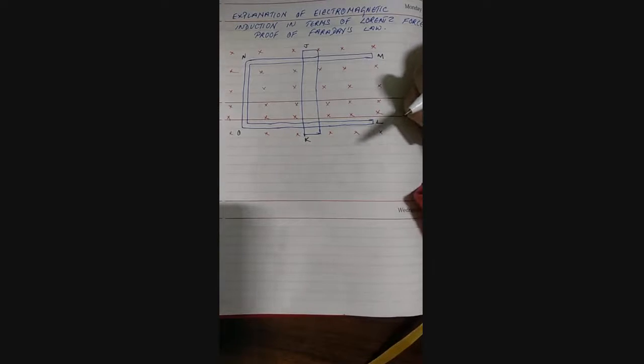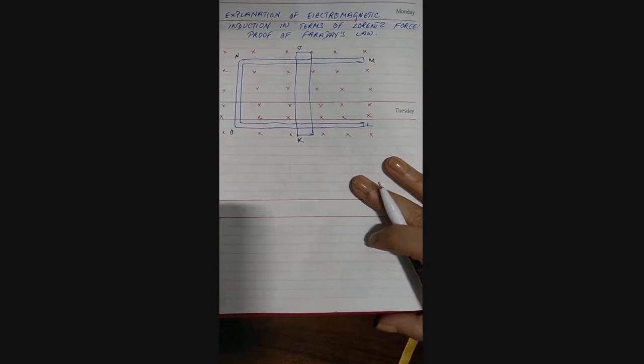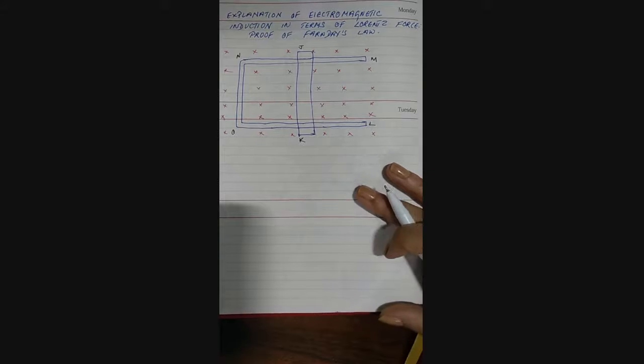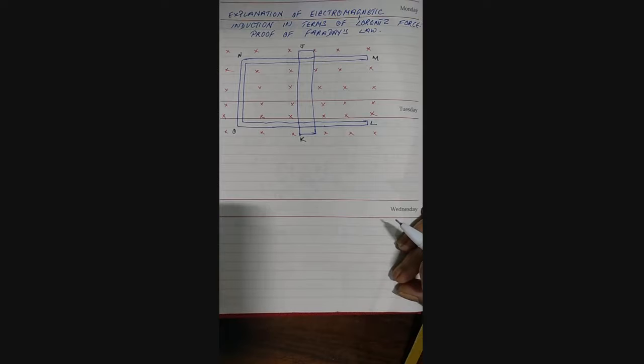Hello students, welcome back. In today's class we will be discussing the explanation of electromagnetic induction in terms of Lorentz force. That will also be the proof of Faraday's law. Now, from the previous Faraday's experiment, we have understood that whenever there is a change in magnetic flux passing through a closed circuit, an electric current is induced in the circuit. It can be explained on the basis of Lorentz force.